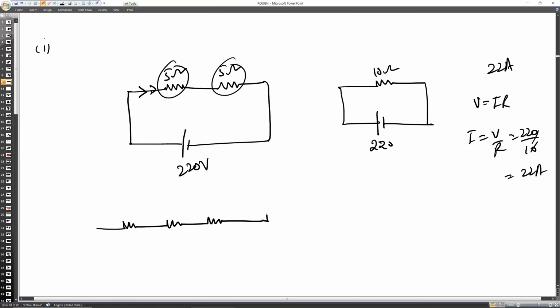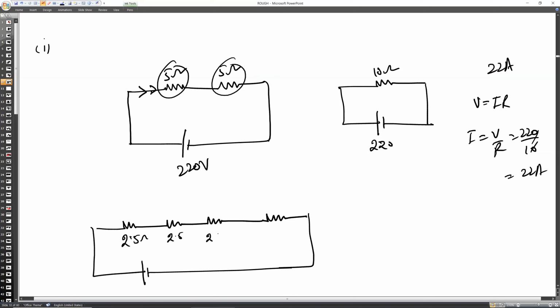Even if you have four resistors of 2.5 ohm each, the current will still remain the same, because the total resistance is not changing. The current will still be 22 ampere. Now, if you are connecting in parallel, let's suppose you add a 10 ohm resistor here.